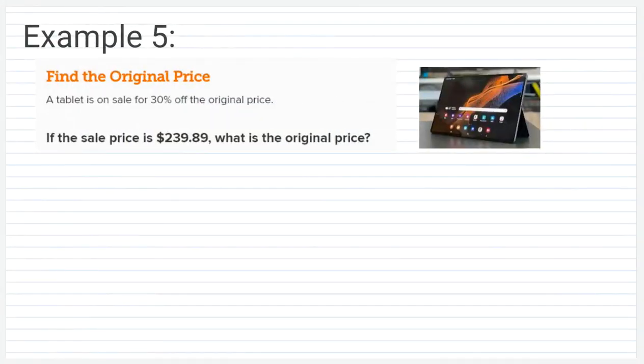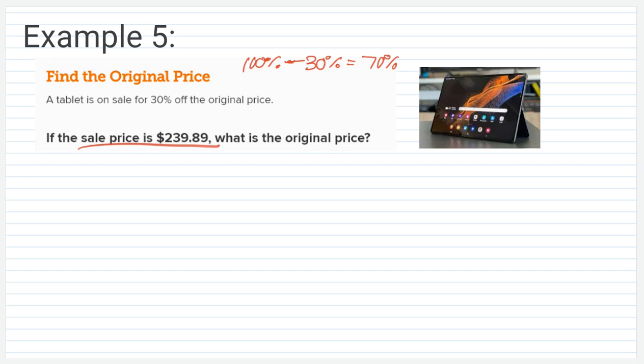On this example, it says a tablet is on sale for 30% off the original price. If the sale price is $239.89, what is the original price? So again, we're not using 30% in our proportion or equation. We have to use the fact that we paid 100% of the original price. We got that 30% discount, and we were left paying 70% of the original price. So the sale price correlates to the 70% price. Because you got 30% off the original price, you were left paying 70% of it.